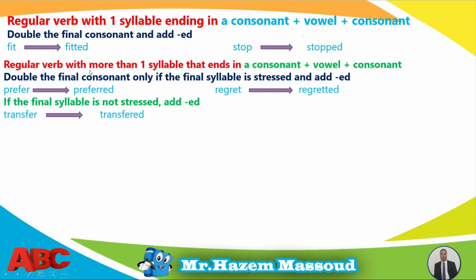In regular verbs with more than one syllable that end in a consonant plus vowel plus consonant, I double the final consonant only if the final syllable is stressed, and add ed. So I look here: if the final syllable is stressed, I double the final consonant. For example, prefer. So when I add ed, I double the letter r. It will be preferred. Regret, regretted.